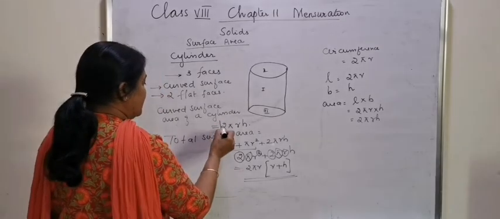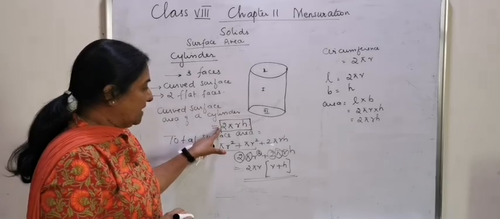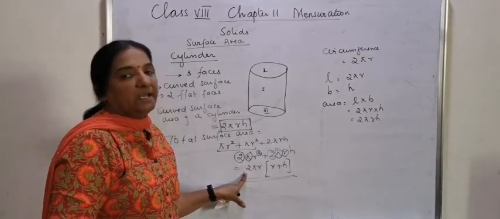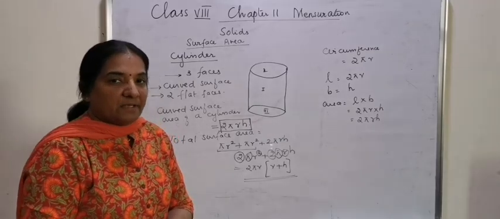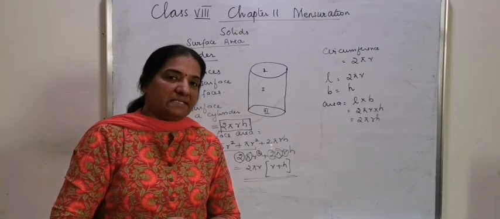So the lateral surface area or curved surface area, we call it 2 pi r h, and the total surface area is 2 pi r into (h plus r). The next exercise is based on the surface area. We'll do it in the next class.